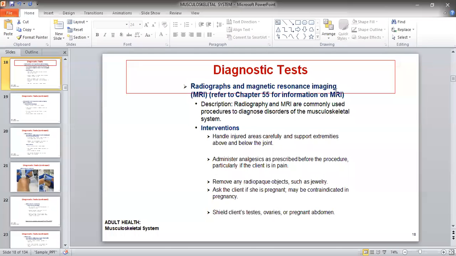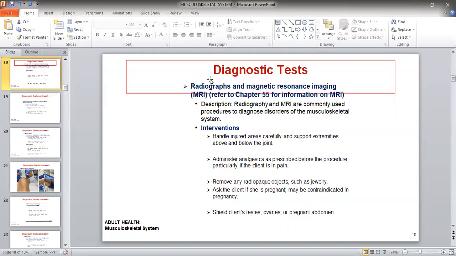Also, another most common technique we use for diagnostic and treatment purposes is called arthroscopy and arthrocentesis. We are going to focus on these two: arthroscopy and arthrocentesis. So the first one here is radiographic and magnetic resonance imaging. Radiography, we said, is simply X-ray of the bones and joints.